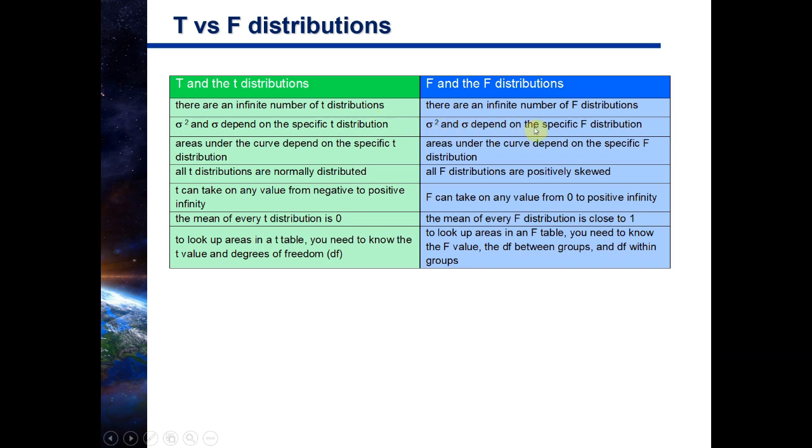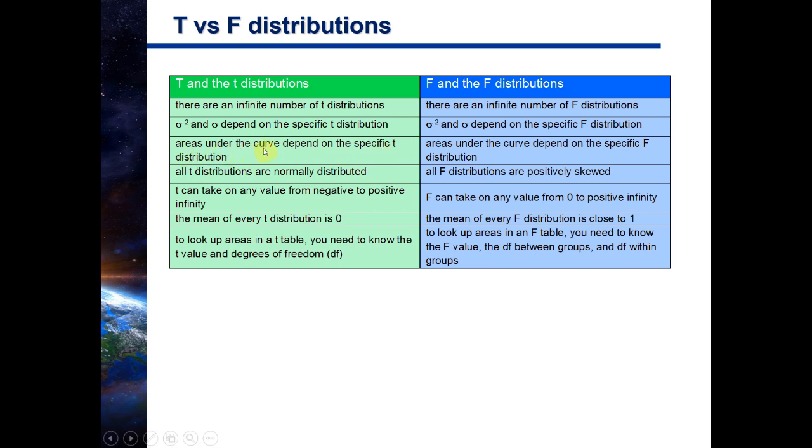Well, the same is true for the F distributions. It's not like Z. For the Z distribution, we learned that the mean is always 0 and the variance and standard deviation are always 1. But now we know that both for T distributions and F distributions, you can't say that the variance and standard deviation are always 1. It's going to change, depending on which specific distribution you're talking about. All right, so that's this property here.